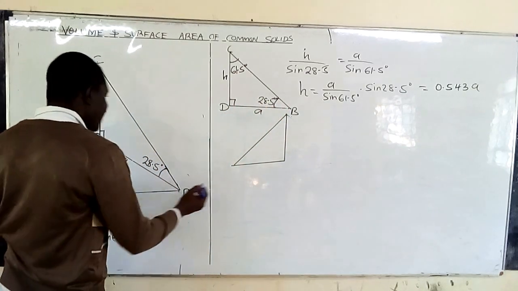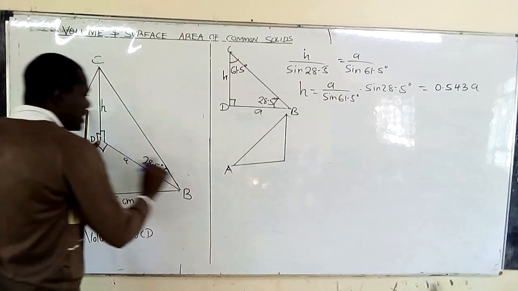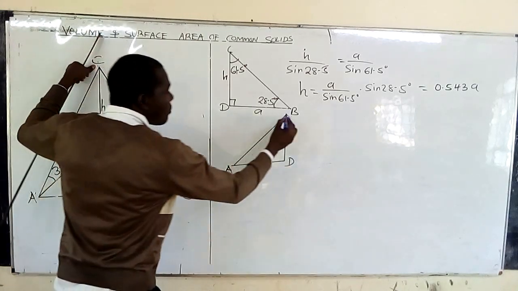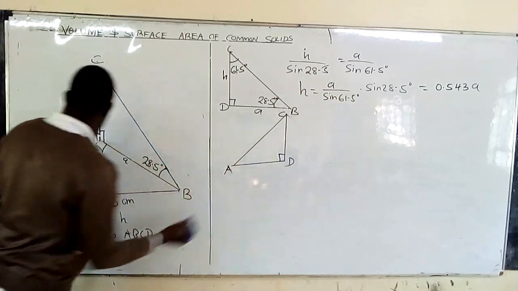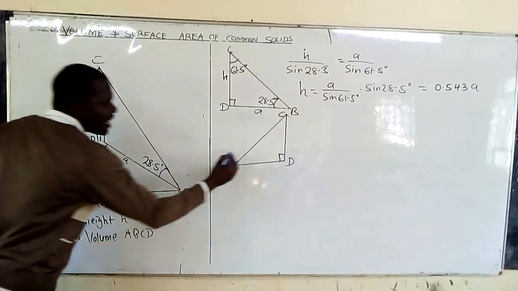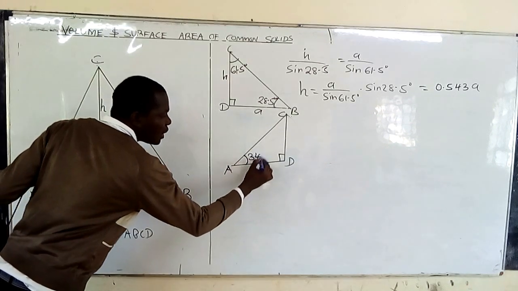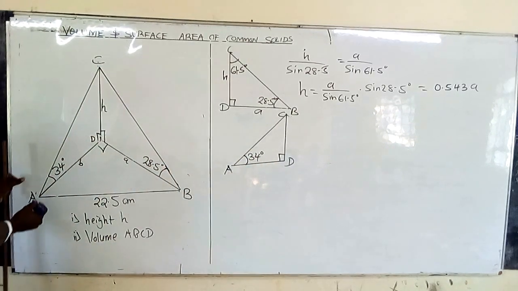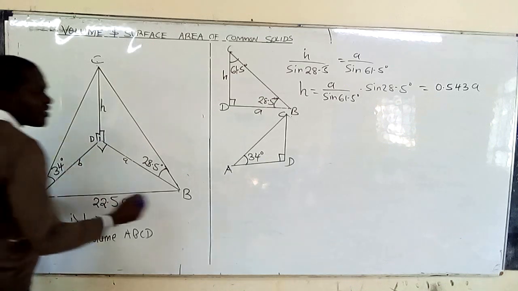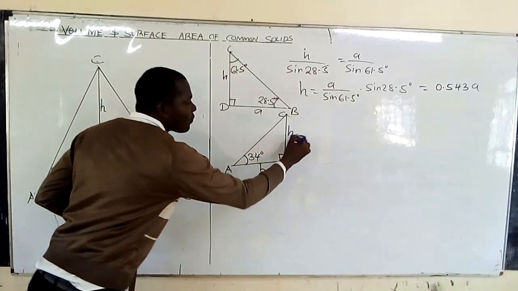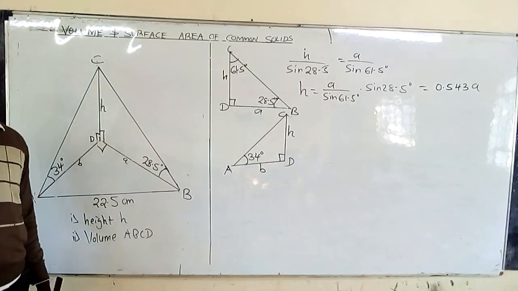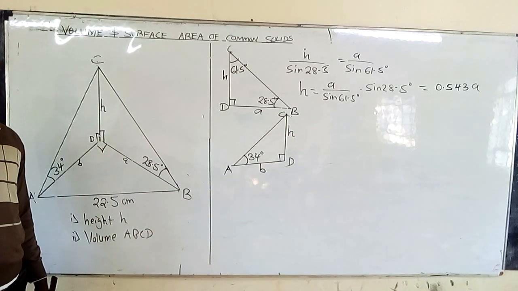So you can see here is A, then B is here, then up here is C. And you have our 90 degrees at B there. Then the angle at A we say is 34 degrees. Then the length A to B we say is B. Then the length C to D is what? It is h. Are we together?